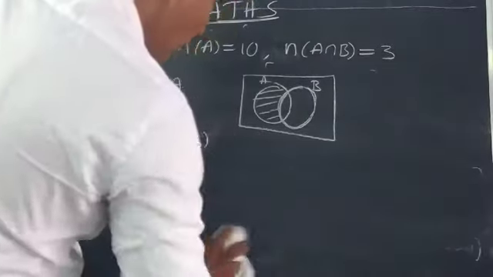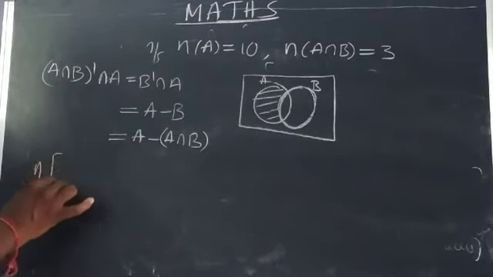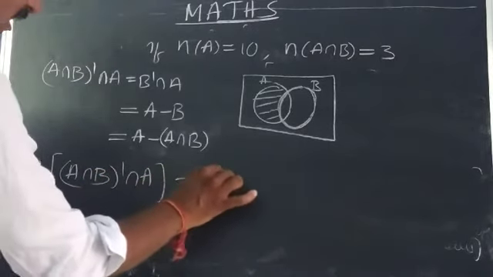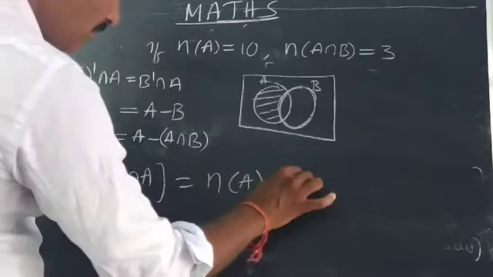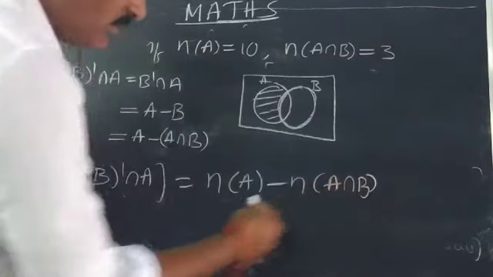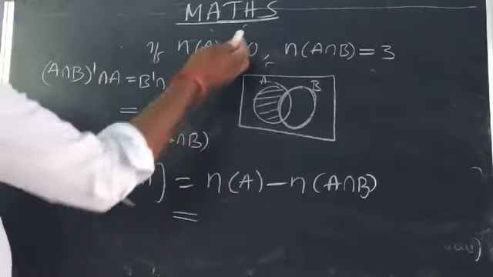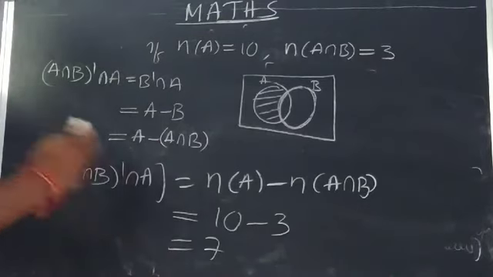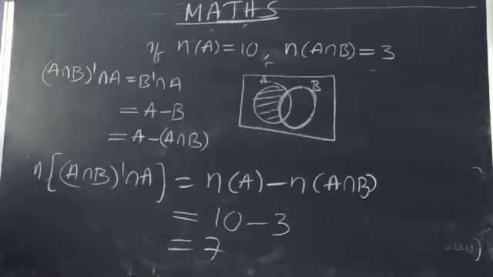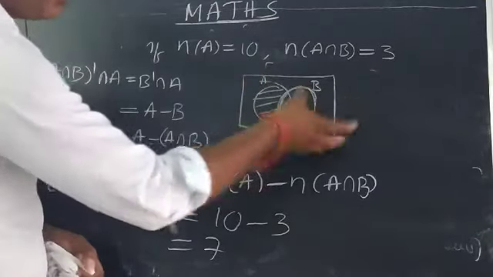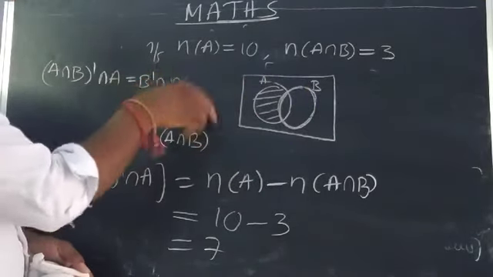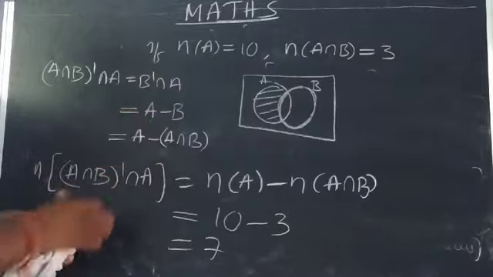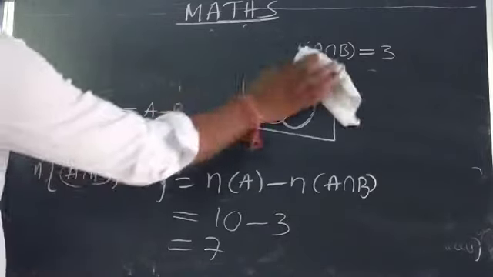Now I am going to find the number of elements. The number of elements in (A intersection B) whole dash intersection A is equal to the number of elements in A minus the number of elements in A intersection B. The number of elements in A is 10 and in the intersection we have 3. 10 minus 3 is 7. So the answer is 7. If you understand the Venn diagram, then you can easily convert the expression into what you require. Venn diagrams are very important to understand the concept. Next example.